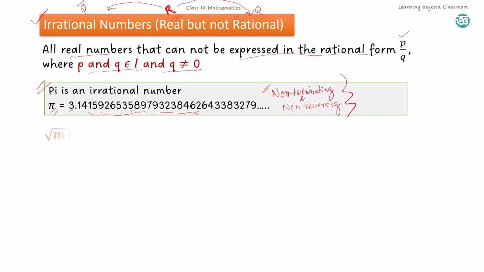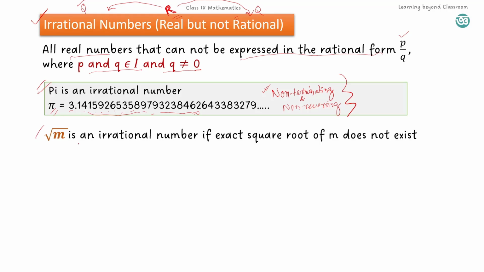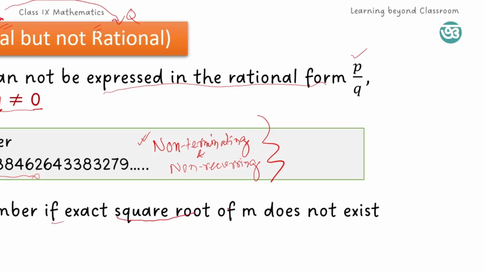There are other numbers like root over m is an irrational number if the exact square root of m does not exist. For example, root over 1 is equal to 1, so this is a rational number. Root over 2 is an irrational number, and root over 4 is equal to 2. That means root over 4 has an exact square root, so this is a rational number.